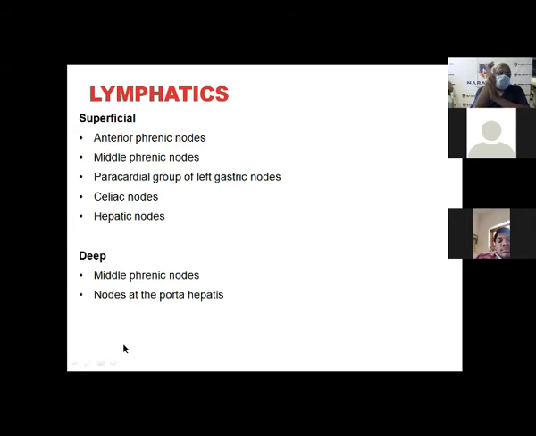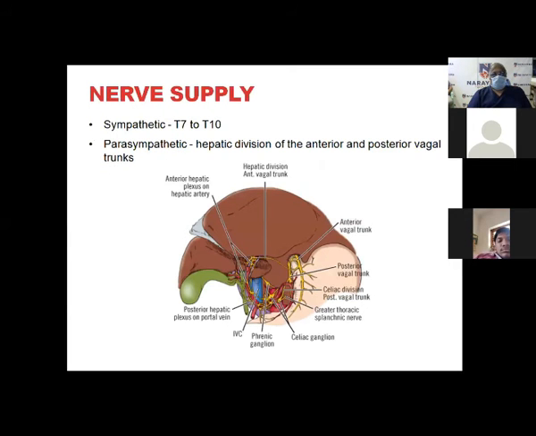Lymphatics: there are anterior phrenic nodes, middle phrenic nodes, paracardial group of left gastric nodes, celiac nodes, hepatic nodes. Deep are the middle phrenic nodes and nodes at the porta hepatis. Usually the nodes are not very important as far as the liver is concerned, except in gallbladder malignancy. You must know where it will go and what nodes are to be cleared. Usually we don't do a nodal clearance in the case of hepatectomy for hepatocellular carcinoma. Sympathetic supply is from T7 to T10. Parasympathetic is the hepatic division of the anterior and posterior vagal trunks.